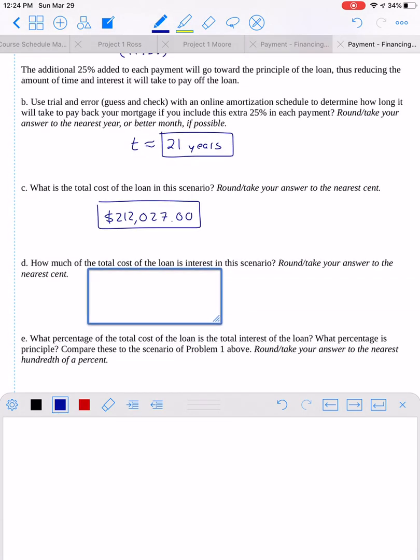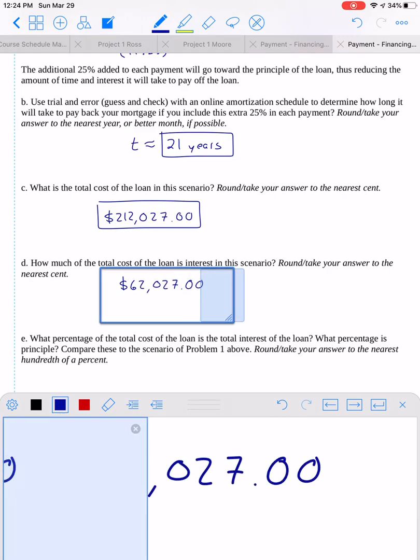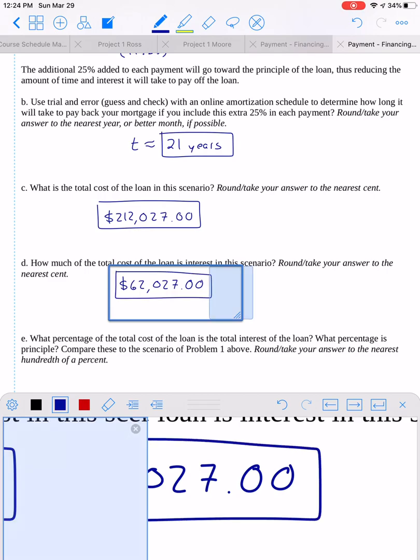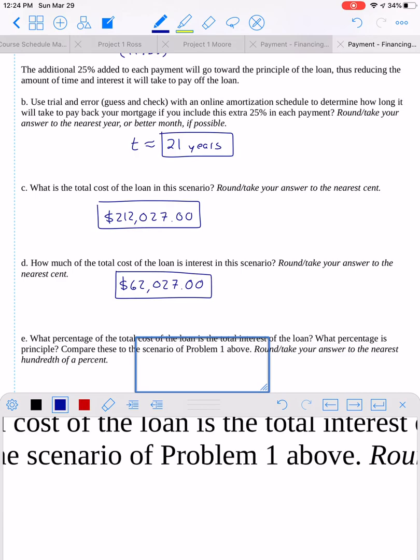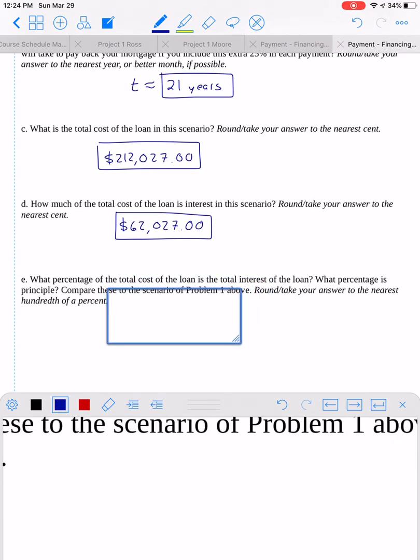How much of the total cost of the loan is interest? We wrote that one down as well. $62,027. Okay. Directly from the amortization calculator, that's great. Not much work to do here. We're taking our answer to the nearest cent, as we've been asked to do.